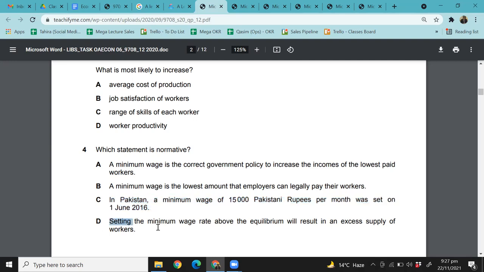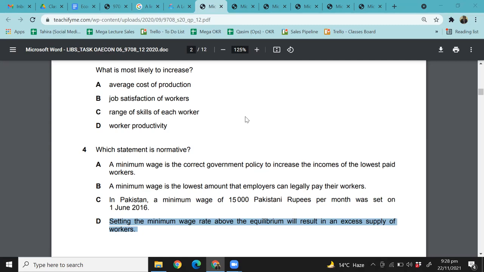Setting the minimum wage rate above the equilibrium rate will result in excess supply of workers. Now, this is something that we haven't studied yet. The D option, setting the minimum wage rate above the equilibrium will result in an excessive supply of workers. But out of these four statements, which do you think is an opinion? Okay, Zohan is saying D. Which of these do you think is an opinion, which means that it cannot be verified?